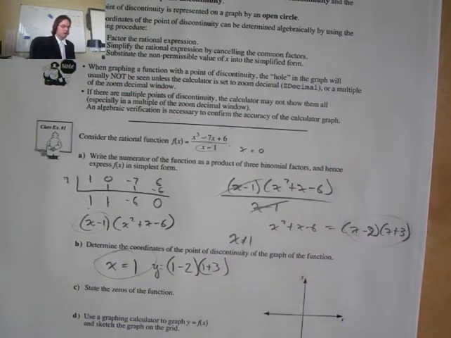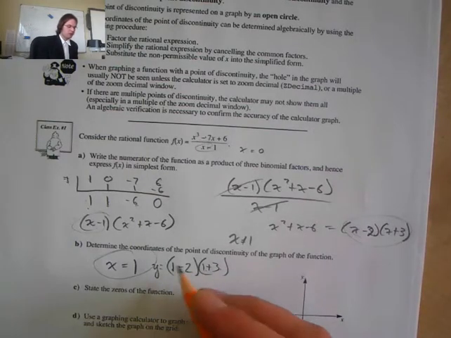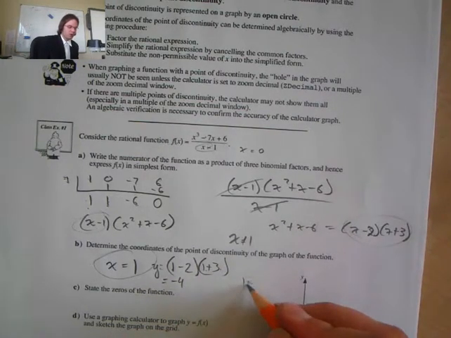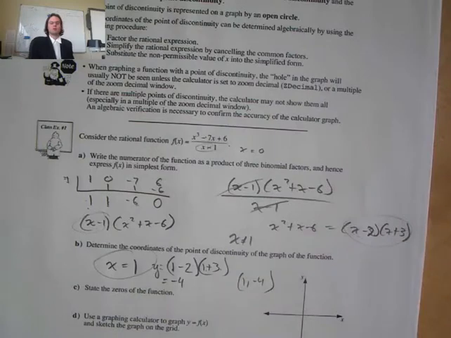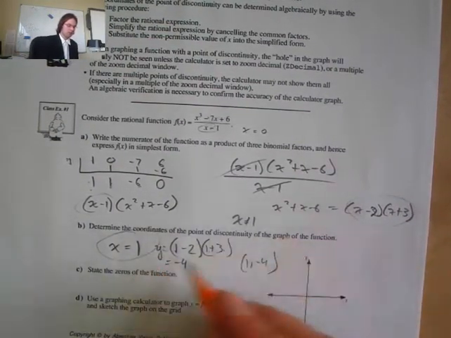Let's figure out my y value. I get negative 1 multiplied by 4, which is negative 4. So it's at 1 comma negative 4. Sorry, I had a little bit of a cough. And that is my point of discontinuity.